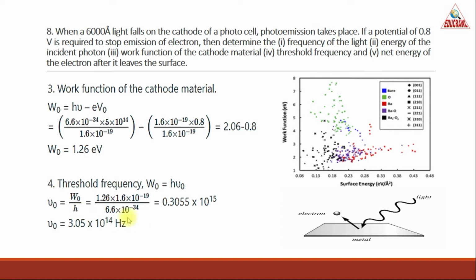h value, which is the Planck's constant, is 6.6 into 10 power minus 34. Once again here we are converting into electron volt. Hence you multiply by 1.6 into 10 power minus 19. So the final answer is threshold frequency is equal to 3.05 into 10 power 14 Hertz.